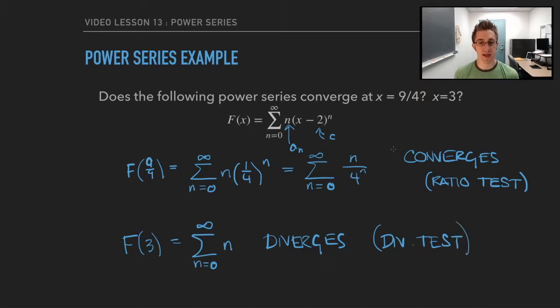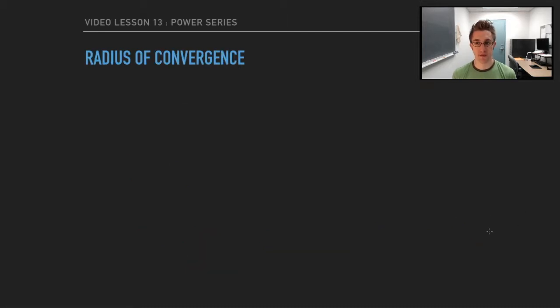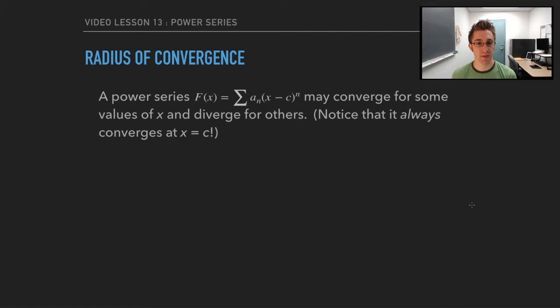Okay, so that's the game. I have a series, and I can plug in some values of x, and the series will converge, and then possibly for other values of x, the series diverges. So a lot of the time we'll be interested in, for a given series, for which x does it converge and for which x does it diverge. So working towards that, we have the notion of a radius of convergence.